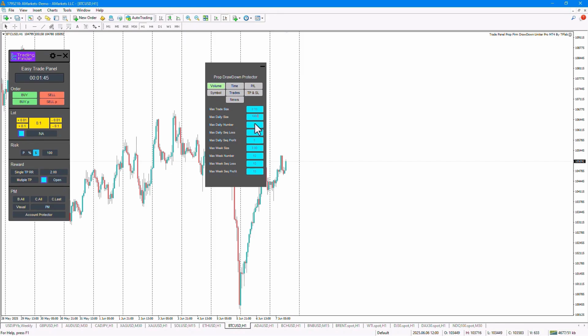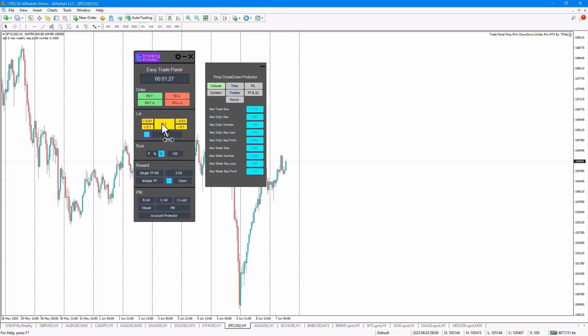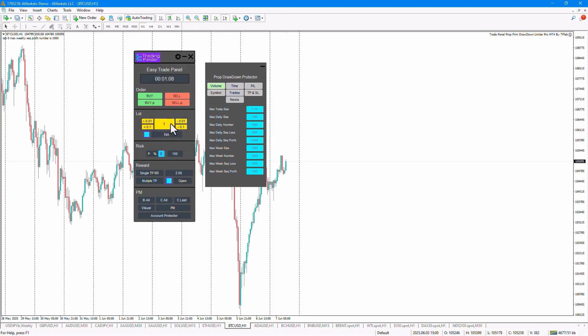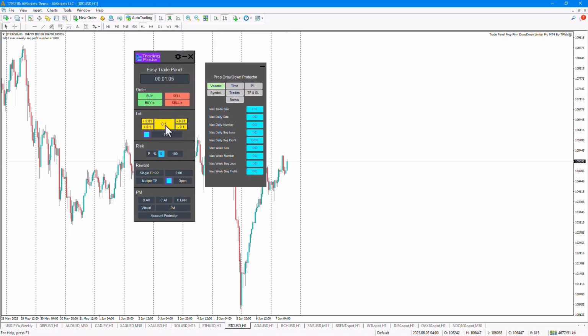Here I am changing the different restrictions so that they do not prevent us from entering a trade. If I want to enter a trade with a volume of 1 lot, while my restriction is set to 0.1 lot, the expert advisor will issue a warning for me. In this warning, it tells me that the position size has exceeded the allowed limit. However, if I set my trade entry volume to the maximum trade entry size that I have set as a restriction, I can easily enter a buy or sell trade in the market.